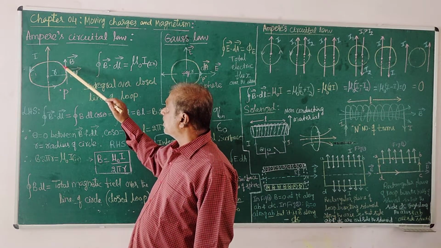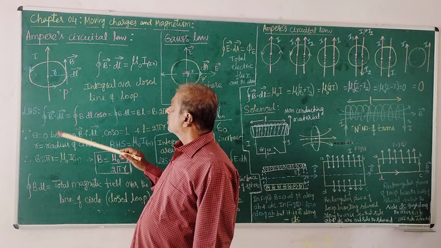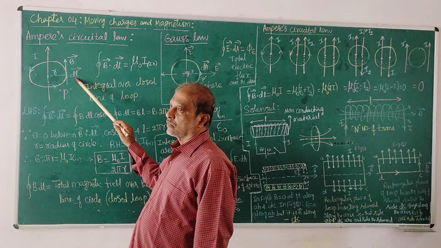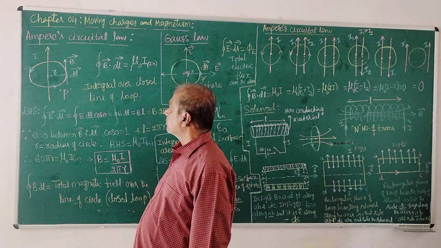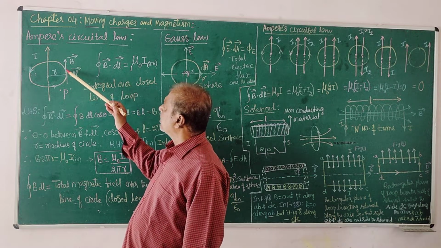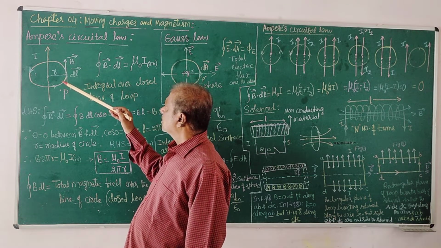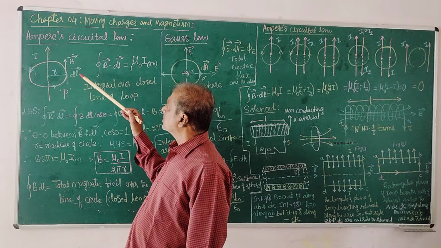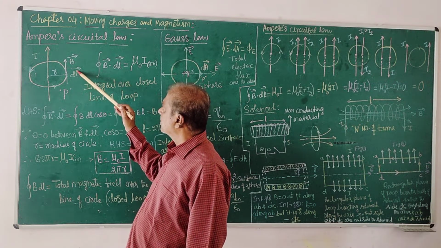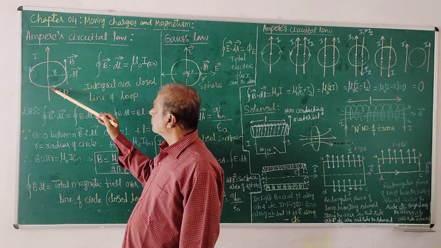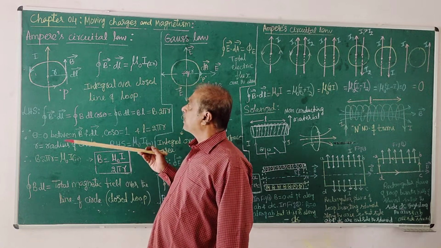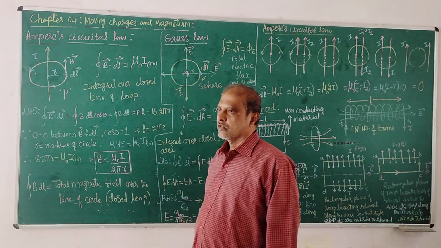Why are there infinite number of points? Because you have taken the length as infinitesimally small, an element of length dl. So we have infinite number of points, and the total, what is that? The total amount of magnetic field at all the points, all along the line, it is the total magnetic field I want to calculate.